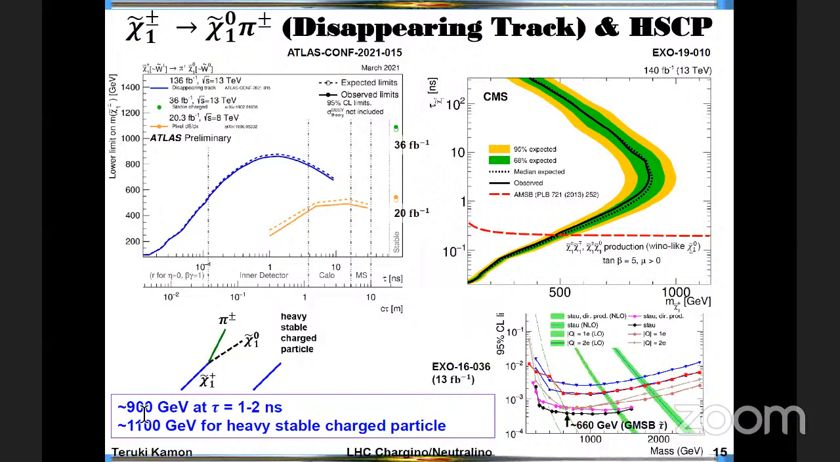and both are around 900 GeV for a lifetime of 1 or 2 nanoseconds. Or even if you look for a heavy stable charged particle, ATLAS uses the full dataset and the reach is about 1.1 TeV. And CMS does the same search, but uses the right side, for about 10 inverse femtobarn. In the case of the gauge mediation scenario, the mass limit starts at 60 GeV. So we are exploring many different topologies and setting higher limits.